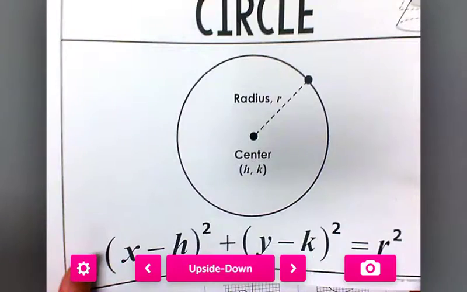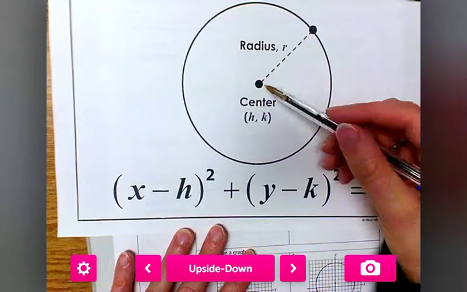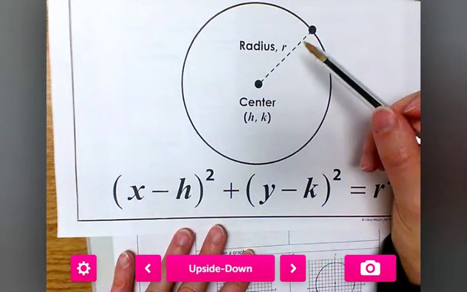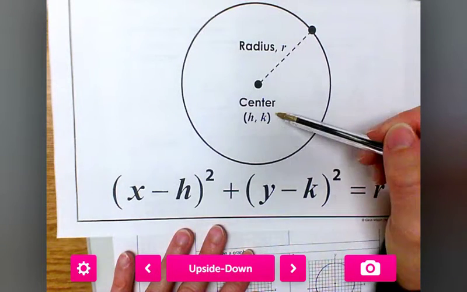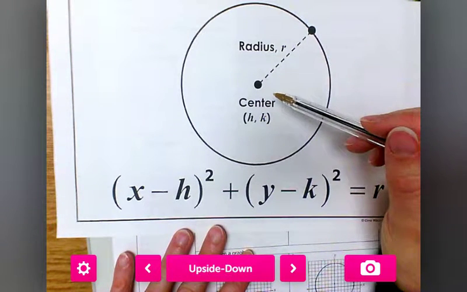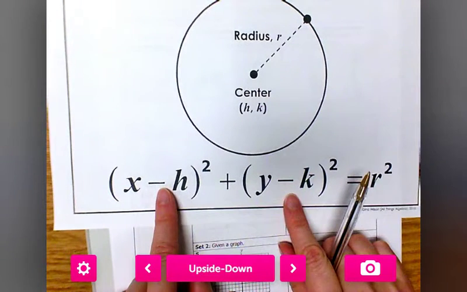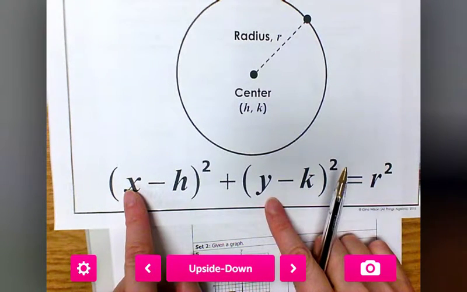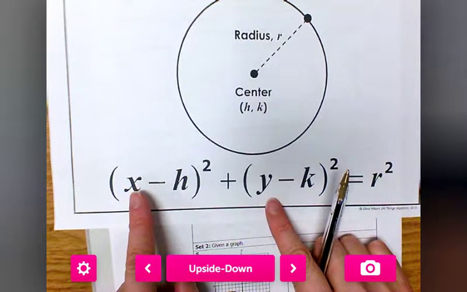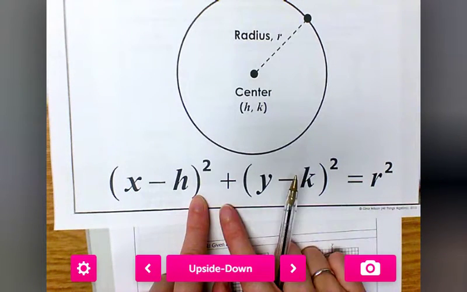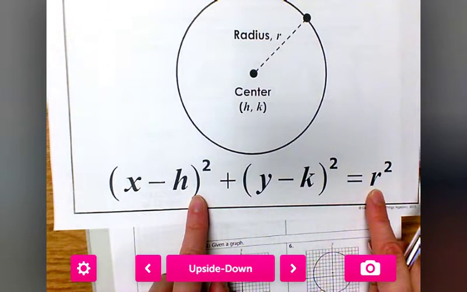Okay, so the important part. Radius stands for the little r. Center stands for h, k. It's like a location. It's a point, like 2, -3. So this is your equation. This is your equation. (x - h)² + (y - k)² = r².